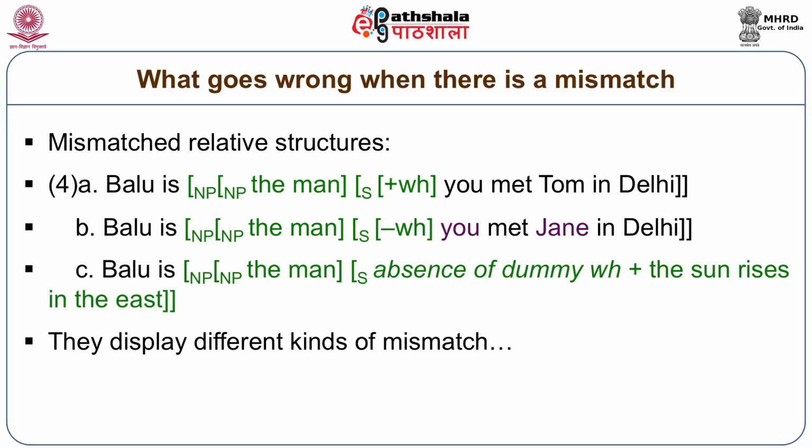The filtering out for these substantive reasons is something shared by both the derivations: Balu is the man minus WH, you met Jane in Delhi, and the derivation Balu is the man, you met Jane in Delhi, where the minus WH was not generated. So the first derivation with the minus WH and the Jane has two problems, a gadgetry problem and a substantive problem. The second derivation, the one without the minus WH but with the Jane, has only the substantive problem. These are academic distinctions. It doesn't matter to us.